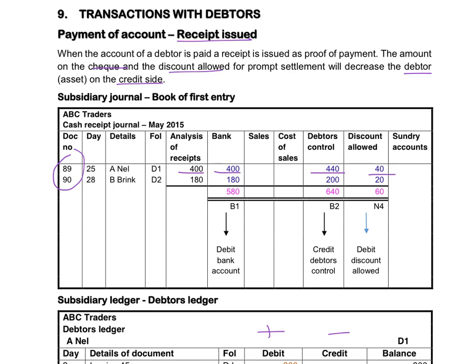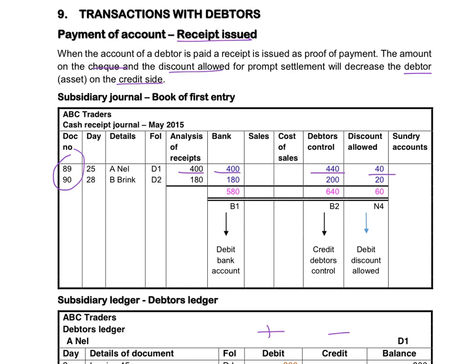The balance was 700 minus the 400, so the balance is 300. Because this person paid in time, we allowed 40 Rand discount. Subtract that from the 300 Rand. That means the outstanding debt now is 260 Rand.